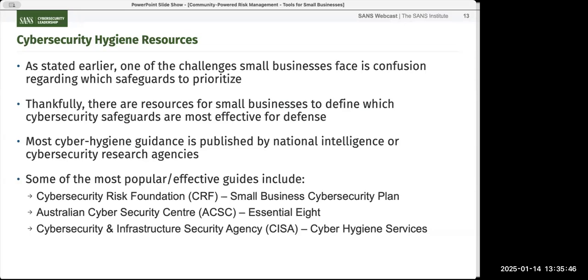A couple of the guides that I would maybe have you look at right away: the Cybersecurity Risk Foundation, or CRF, has their small business cybersecurity plan. So that might be one thing I would look at. I'll give you links to these at the very end of the presentation, so that way you can look these URLs up if you want to. We have the Australian Cybersecurity Center. They have something called their Essential 8, if you haven't heard of that project. Really good research project as far as looking at what are the technical safeguards that the Australian intelligence agencies have identified as effective in stopping incidents from being realized.